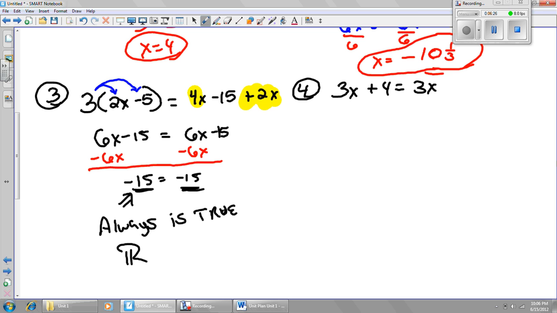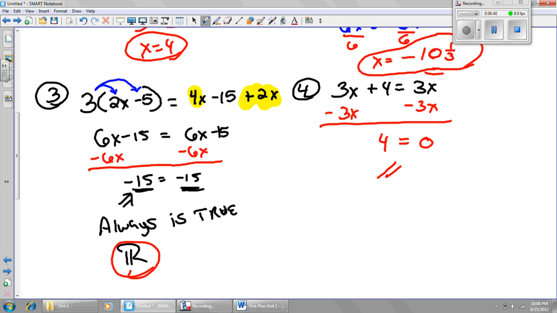All right, let's jump over to problem number 4. I'm going to subtract 3x from both sides, and I end up with 4 equals 0. Now, when does 4 equal 0? It never is a true statement. 4 can never be the same as 0. Never. Not by itself. So this is an example where there is no solution.